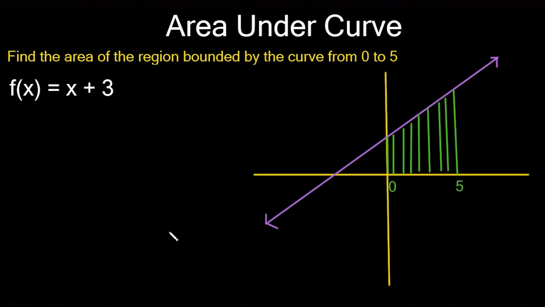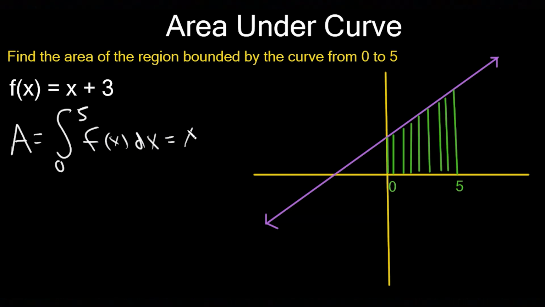Okay, so here's my next example. This time it's linear, I'm dealing with a line. So I'm going to set up my definite integral. Area is equal to the definite integral from 0 to 5, and again I'm doing f of x dx. Got to take the antiderivative here. That will give me x squared all over 2, plus 3x. And then from here, I'm going to put on my values. I'm going from 0 to 5.